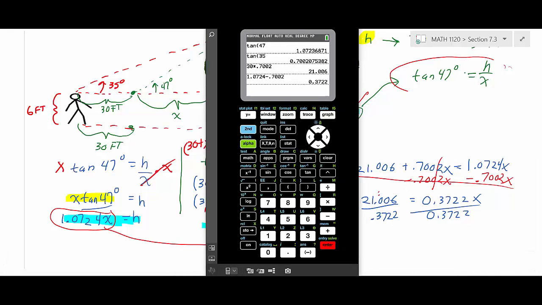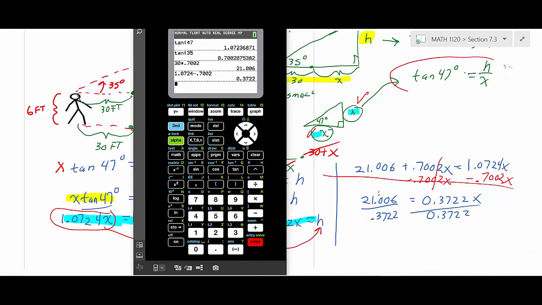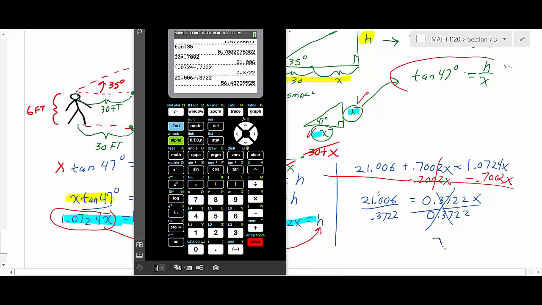So I'll have the value of x, and then that will be real easy to get the answer to the problem now. So if I do 21.006 divided by 0.3722, finally after all this work, I'm going to get x is equal to about, let's just say 56.4 feet. Okay, that's what x is.